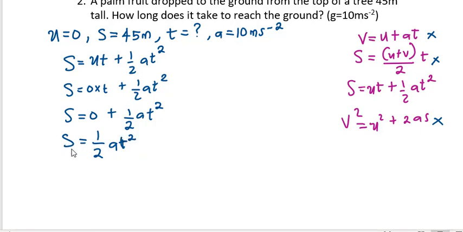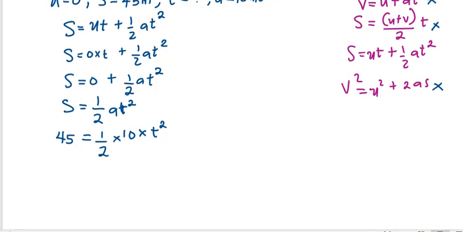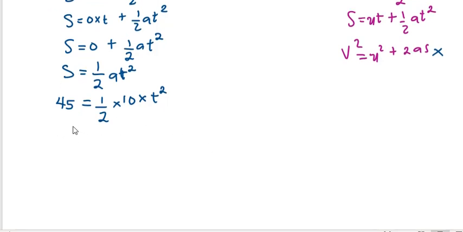At this very point, you know what is s? S is 45. Please pay attention. S was given to us as 45. Then 1 over 2 multiplied by a is what? 10. You can forget about that unit now. And then t is squared, but we don't know what t squared is. From this very point we can have that 45 is equal to 1 times 10 is 10. 10 times t squared is still giving us 10t squared.